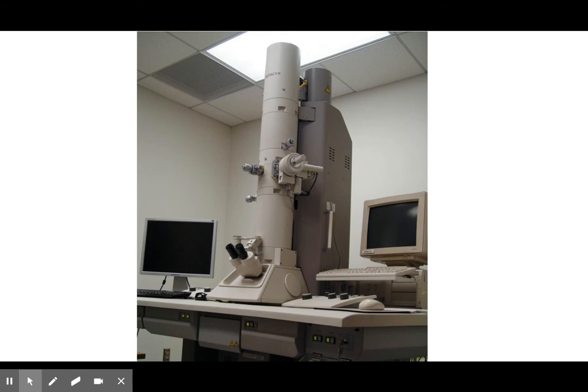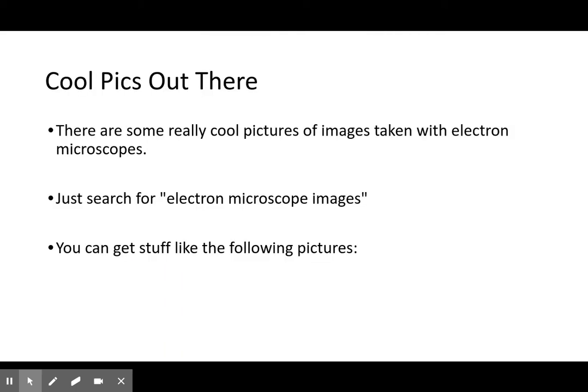So this is what an electron microscope looks like. So the electron gun is going to be up here and then go through all of the parts, and you would put in the sample over here. And then your computer is where the image is actually going to be produced.